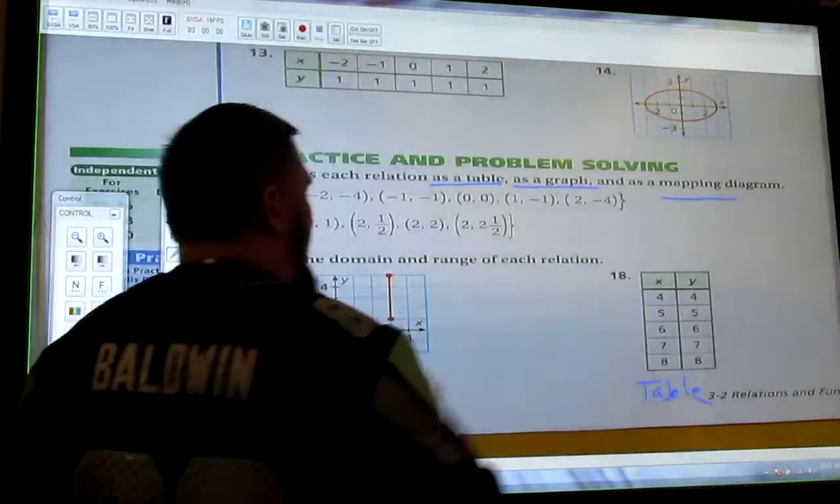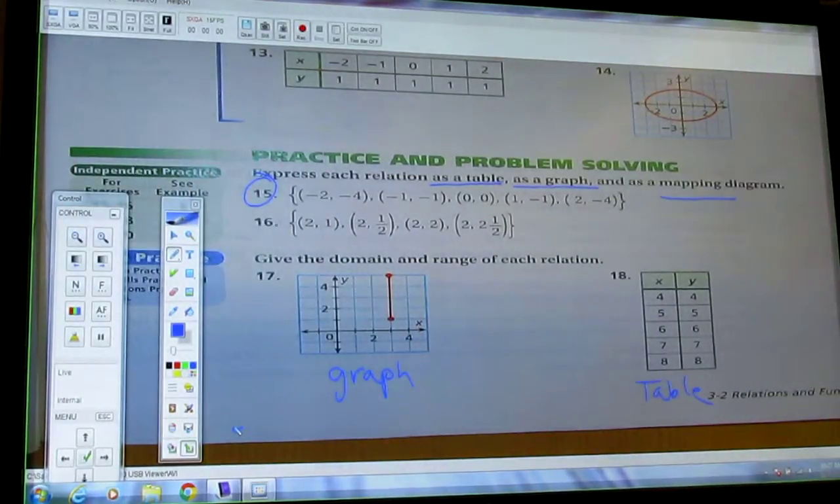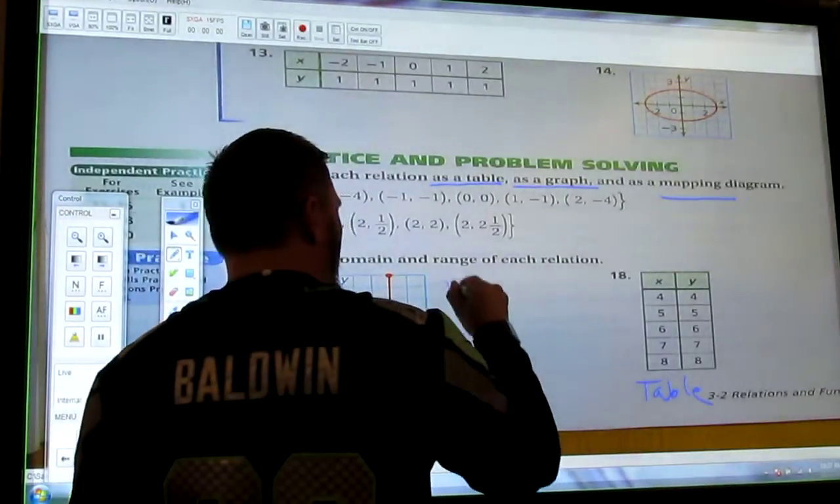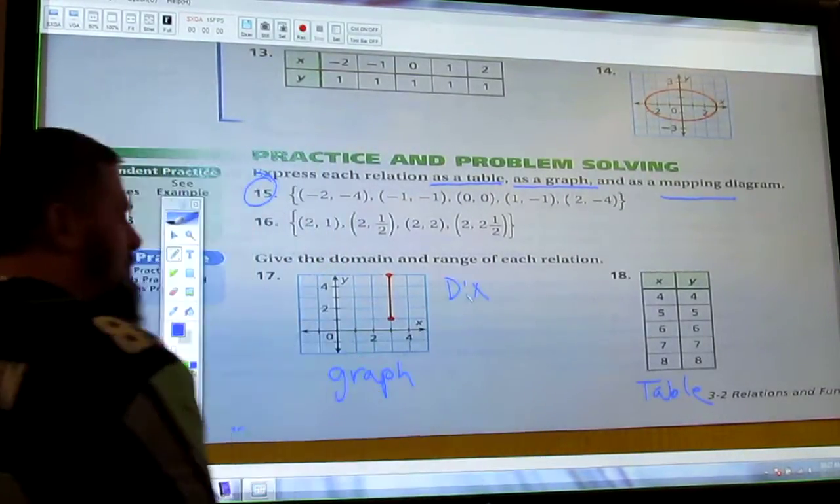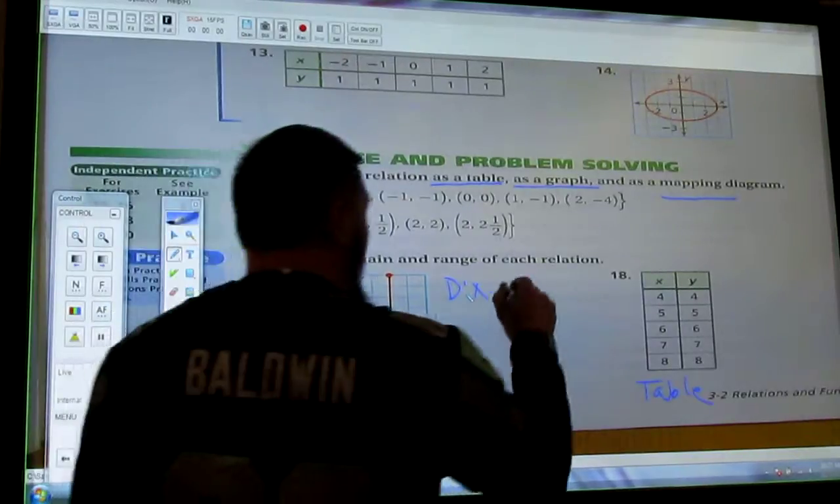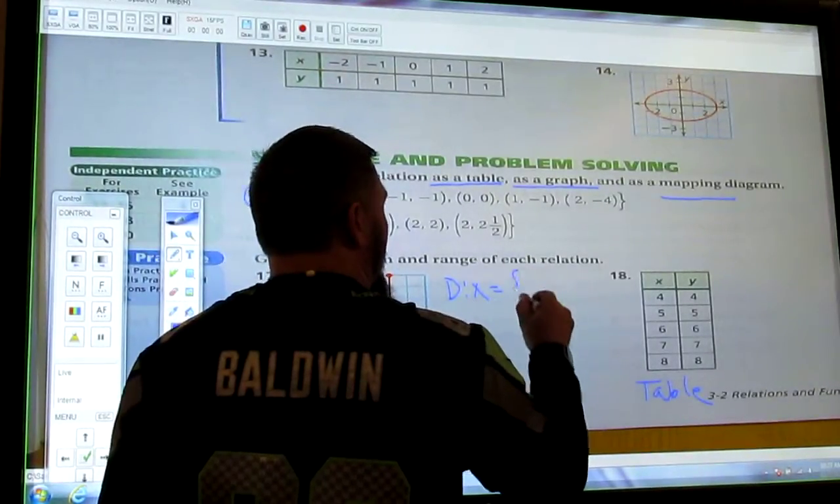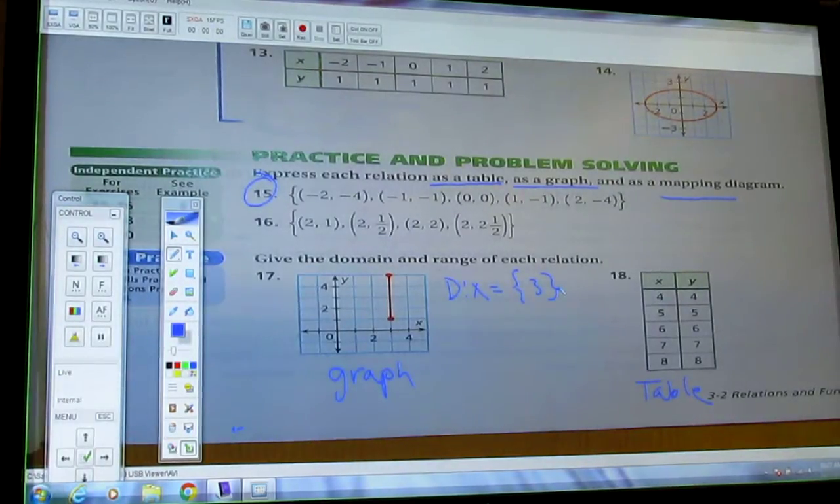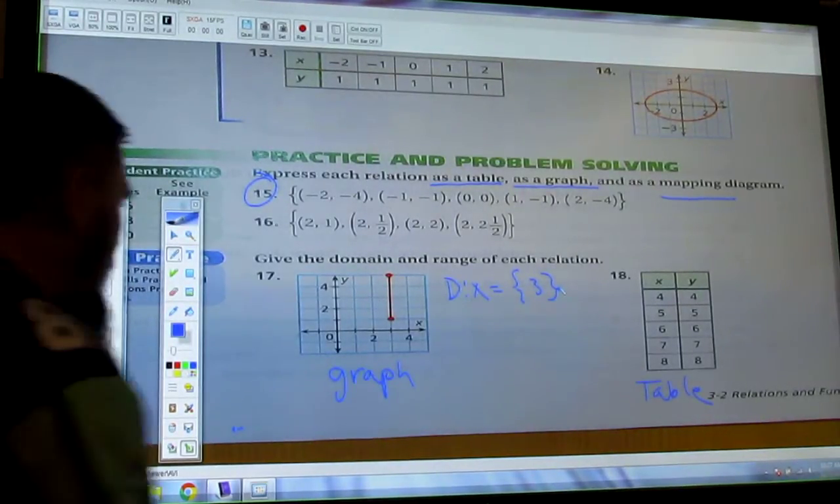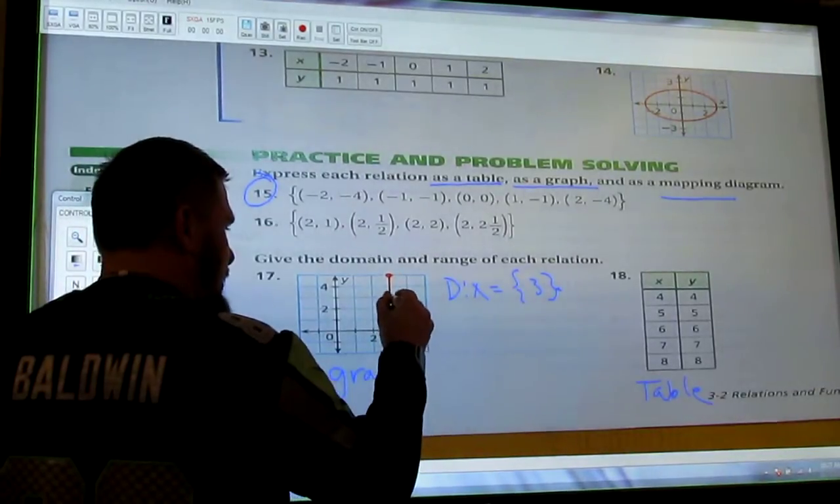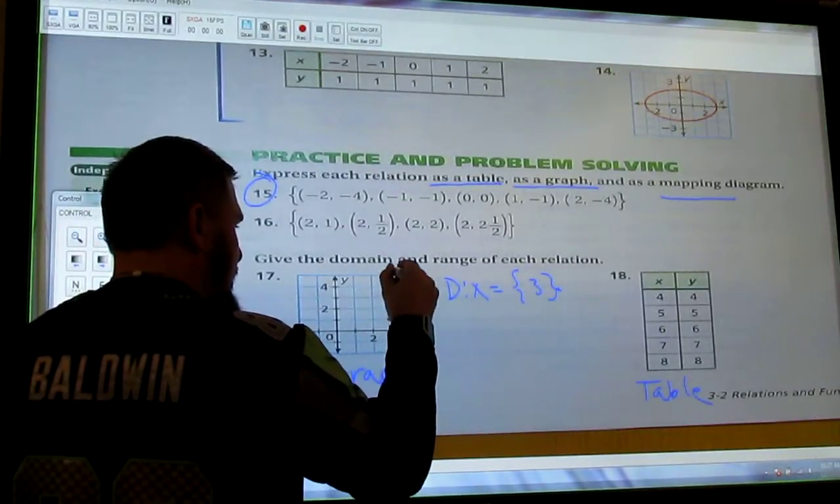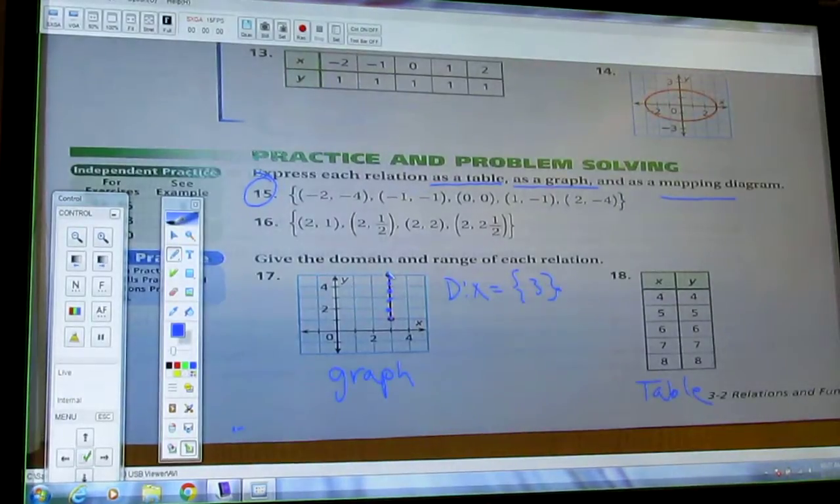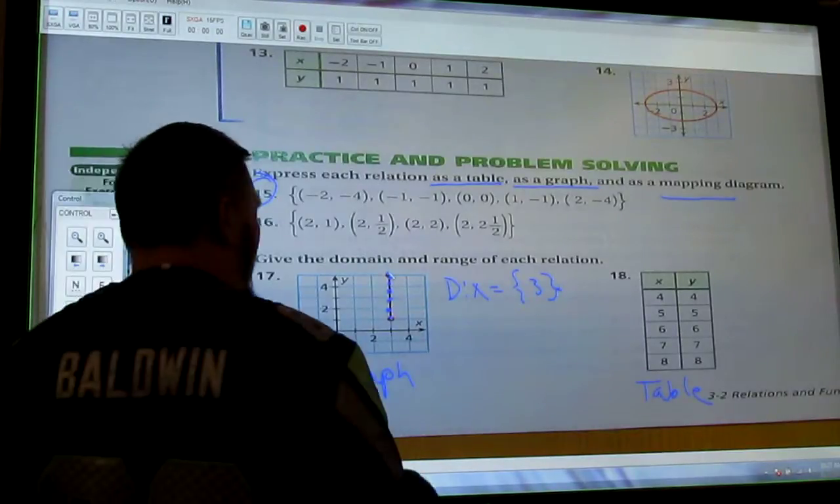Alright, so 17 is this. The domain and range. Okay? So what is x? x is equal to 3. That's it, right? How many x's are there? Is there more than one? There's an x here, an x here, an x here. That's too many x's. There's a lot of x's that are the same number. Is this a function? No, it's not. Not a function.